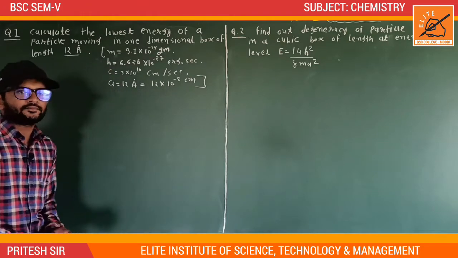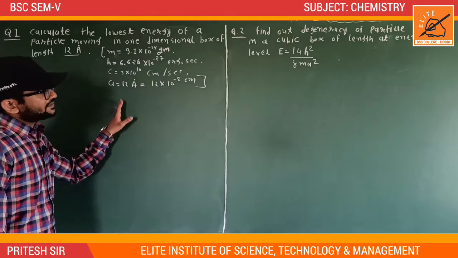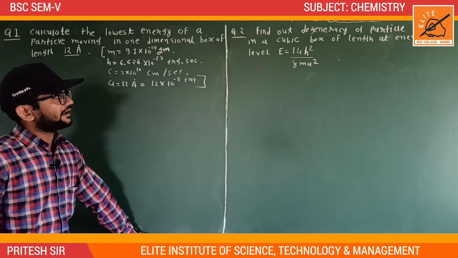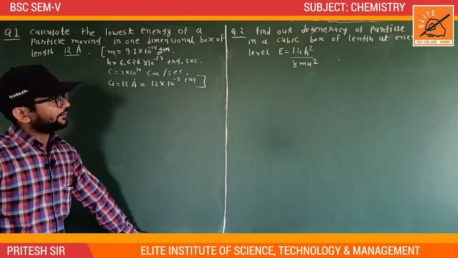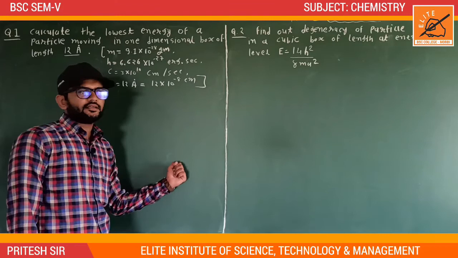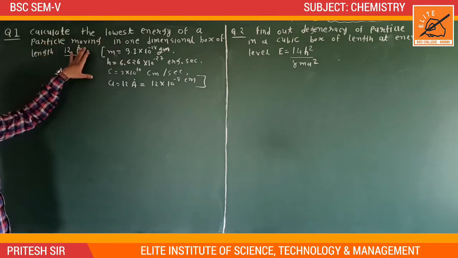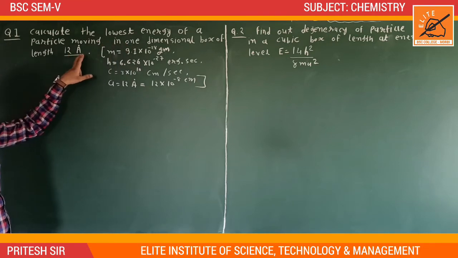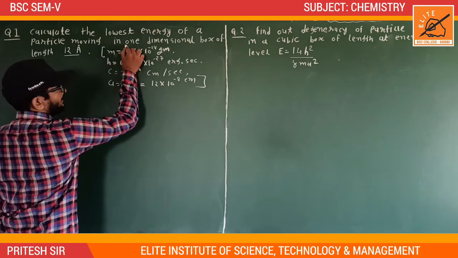In this lecture I will calculate some numericals based on a particle in a one-dimensional box as well as a particle in a three-dimensional box. The first question is: calculate the lowest energy of a particle moving in a one-dimensional box of length 12 angstrom.